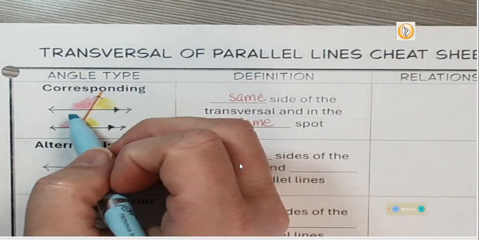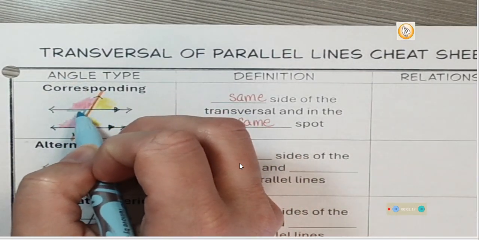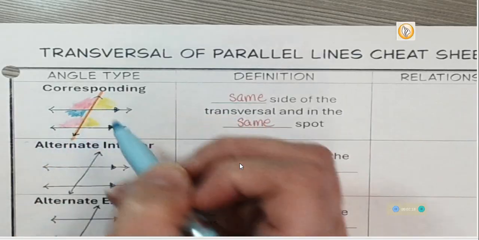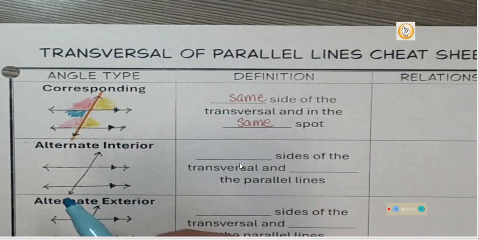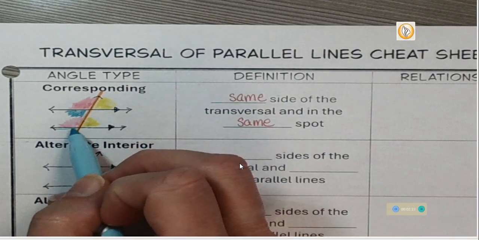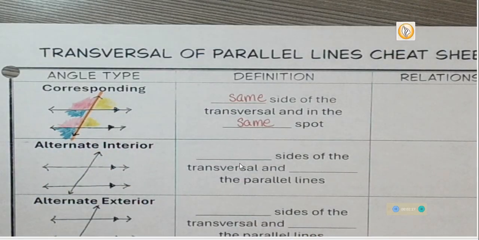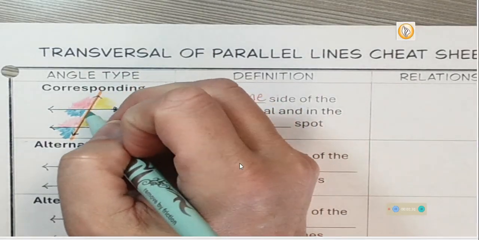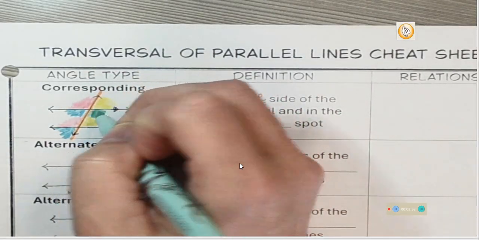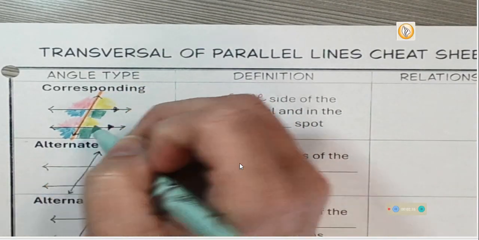So if I pick bottom left over here, what angle is corresponding to it? It would have to be bottom left down here. And then that leaves bottom right and bottom right to be corresponding.